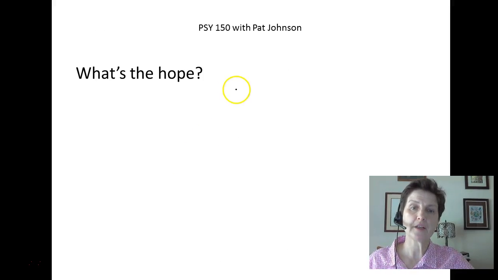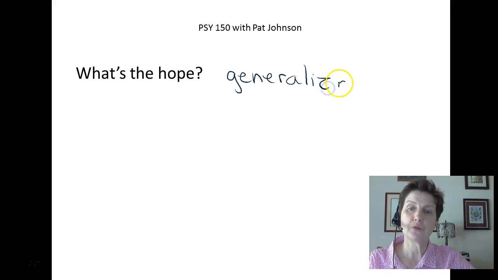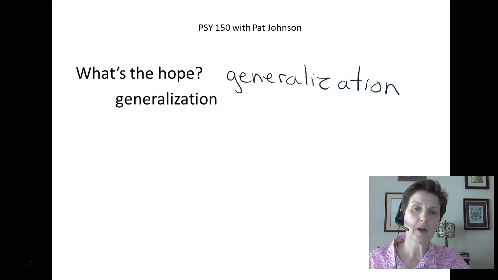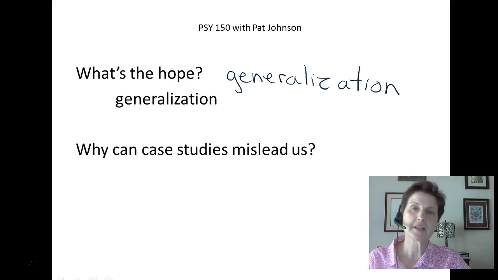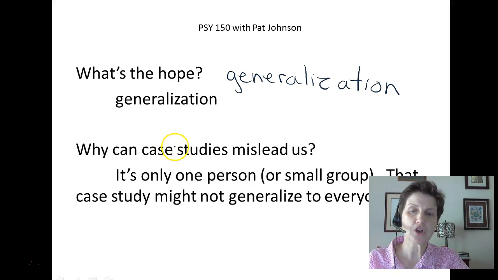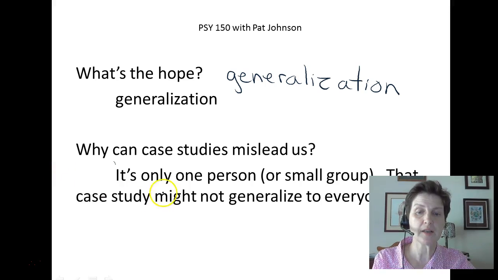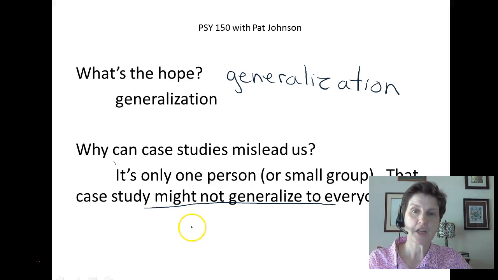So the hope in a case study is that we can generalize from one individual to all the rest of us. So the hope is generalization, but the problem is that case studies can mislead us. And why can case studies mislead us? Because it's only one person, or sometimes case studies are a small group. But it's just that one person or small group, and they may not represent everyone. We may not be able to generalize from that one person to everyone.